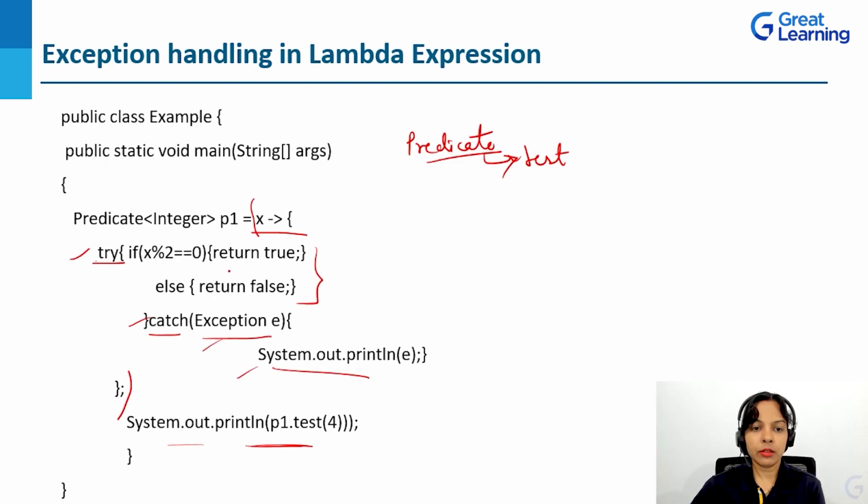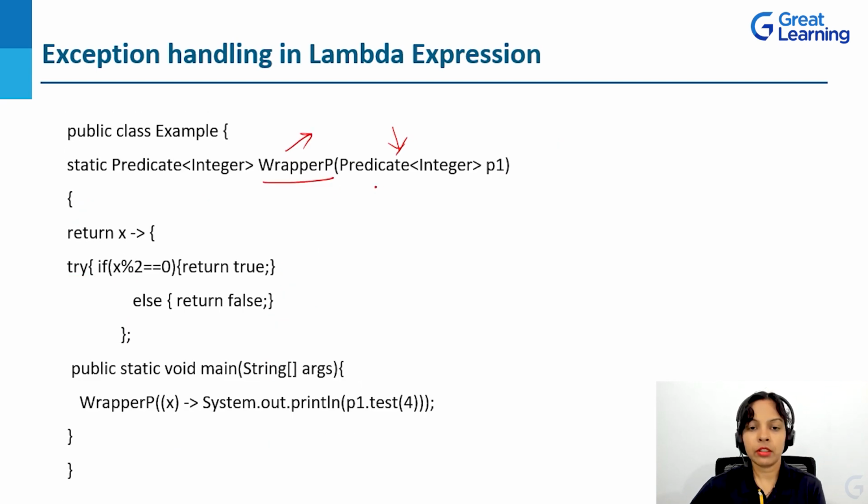So you can see here, this is the output of the Lambda expression which is being referred by this object P1, reference P1, which is of type predicate integer. So this will be the input to the wrapper method, that is, it will be the parameter here. And the return type will be definitely this itself.